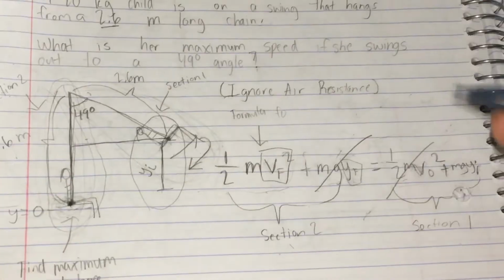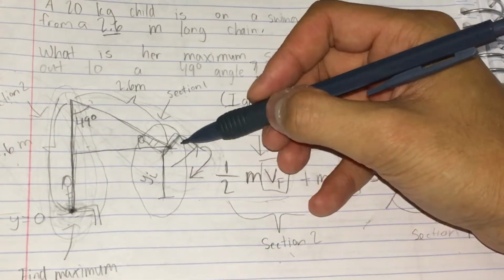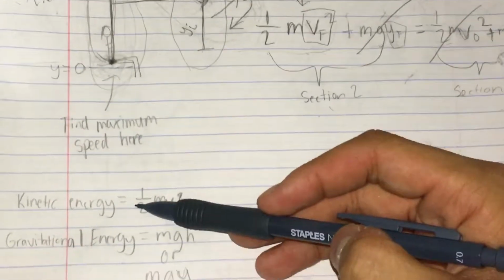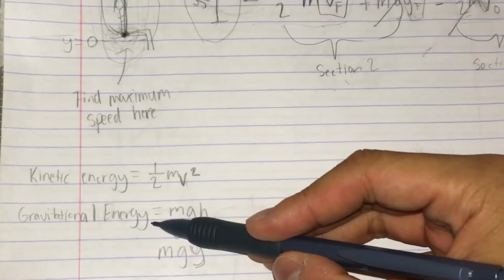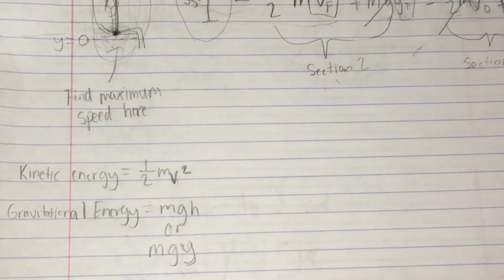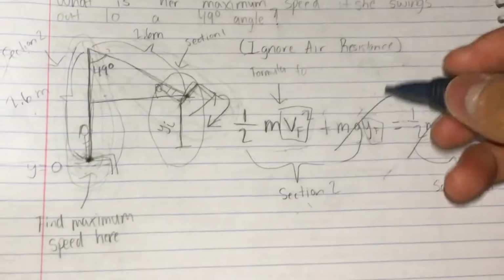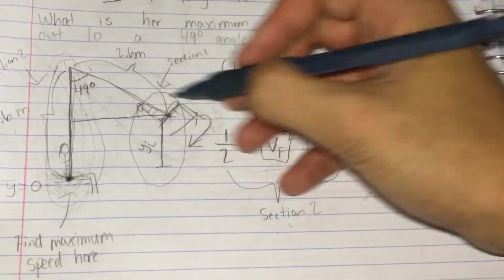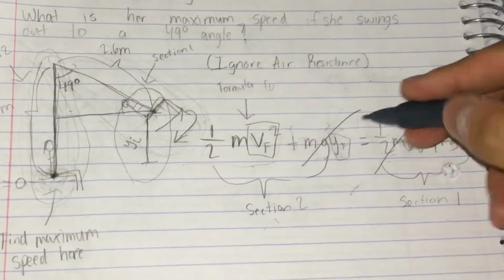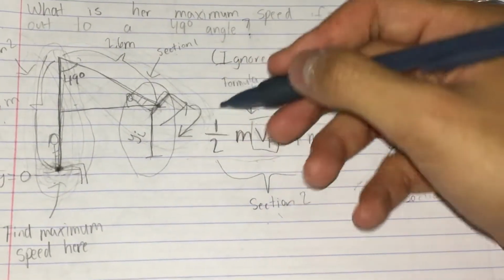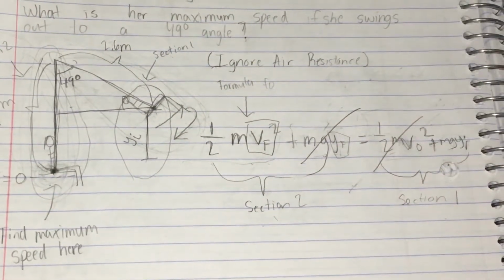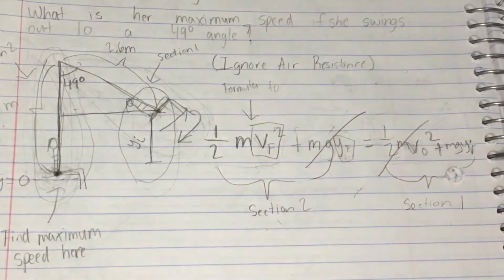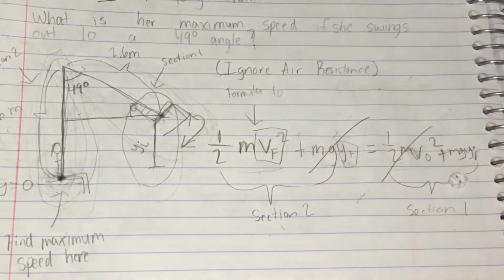We're ignoring air resistance in this problem. Since this problem has a lot of gravity and kinetic, we would use the kinetic energy formula and the gravitational energy formula. Section 1 would be on the right, section 2 on the left. For me, it's easier to read because the initial position is on the right and the final position is on the left.